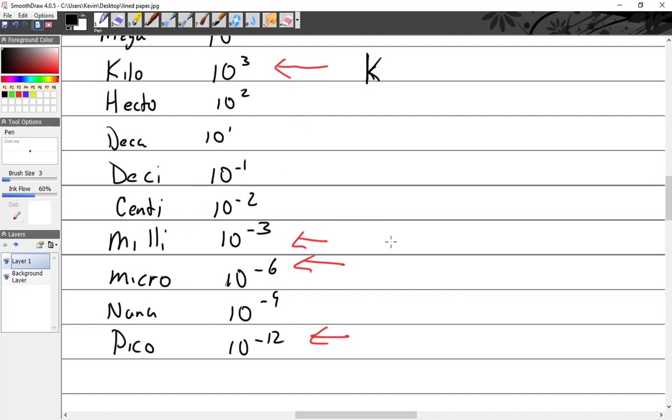Milli. Little m. Micro. Big M. Pico's the U, isn't it? It's the mu. And pico, little p. All right. So you need to remember those, and you need to really commit them to memory and be ready to go with them.